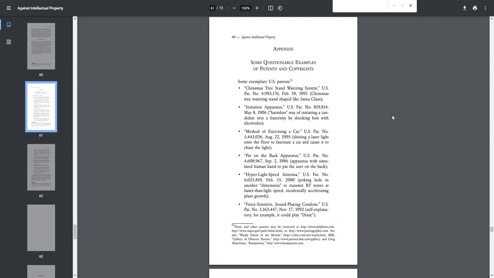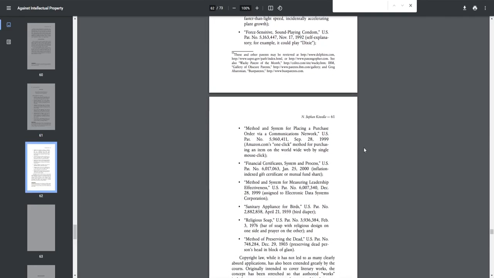Hyper light speed antenna. Poking hole in another dimension to transmit RF waves at faster than light speed, incidentally accelerating plant growth. Force sensitive sound playing condom. Self-explanatory, for example, it could play Dixie.